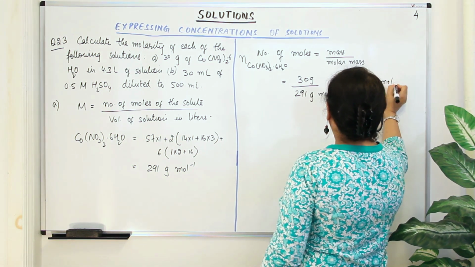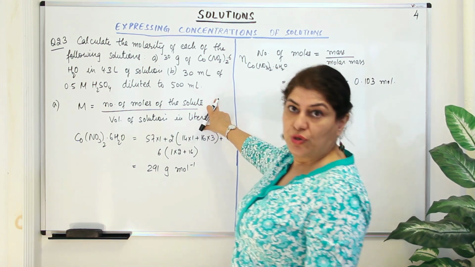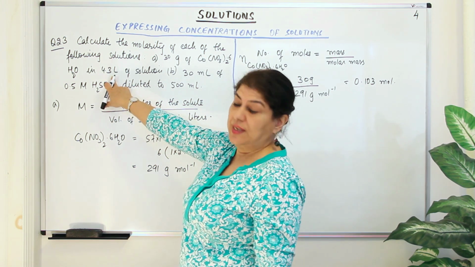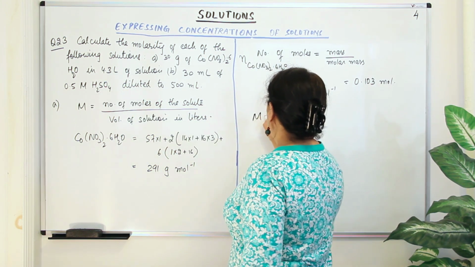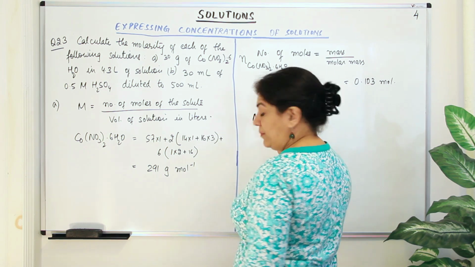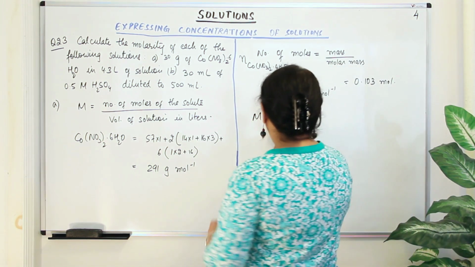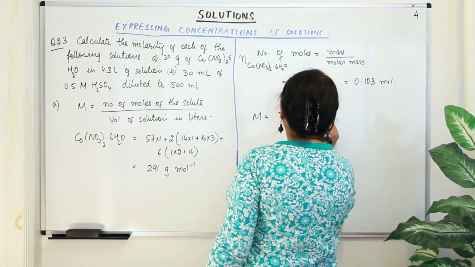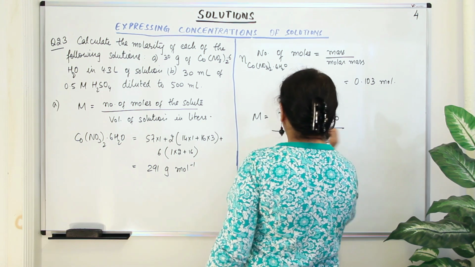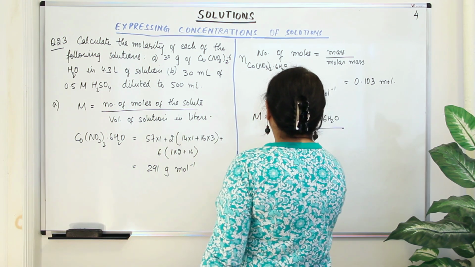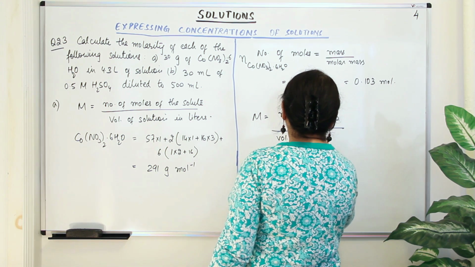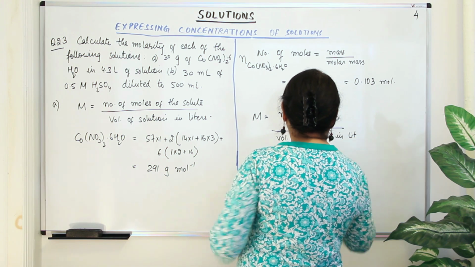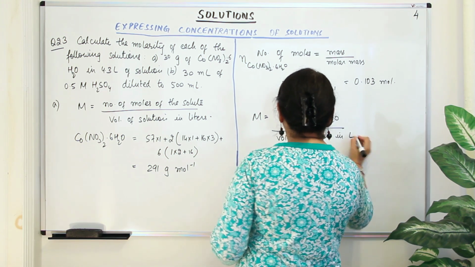0.103 moles. Now that you have the number of moles of the solute, that is cobalt nitrate hexahydrate, and the volume of the solution is given to us, which is in liters, so molarity would be equal to number of moles, or let me just write N, number of moles of cobalt nitrate hexahydrate upon the volume of solution in liters, or L, capital L, in liters, right?